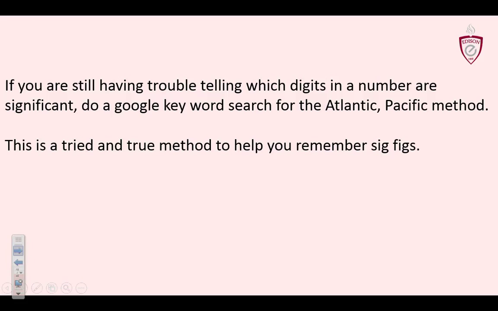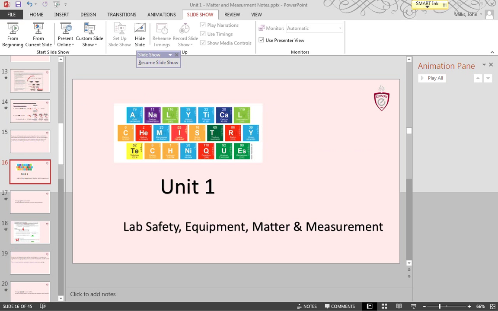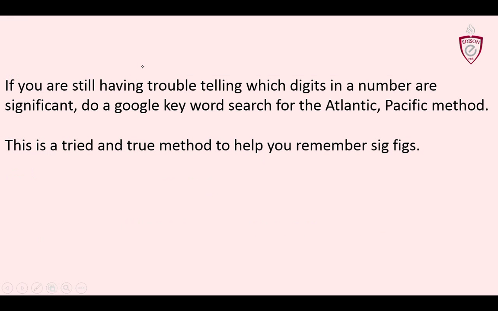If you don't understand it at this point, there's a really good way to learn it with this method called the Atlantic Pacific method. It's a tried and true method to help you remember significant figures and their rules.